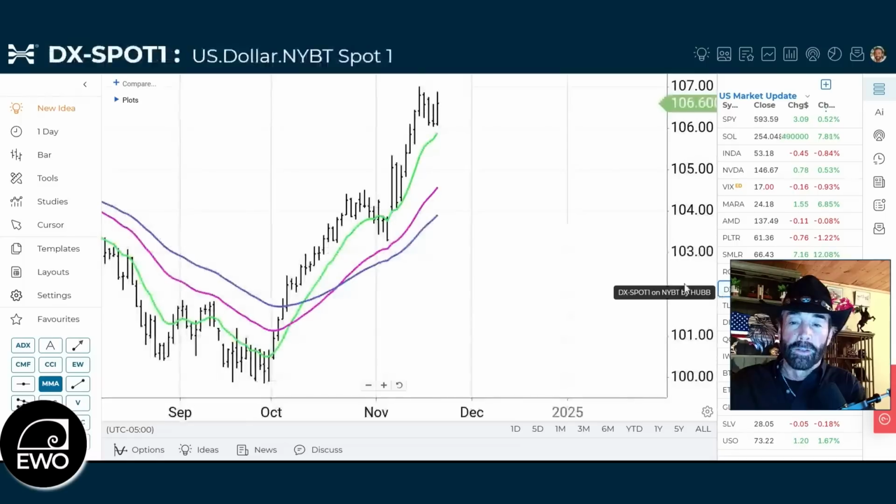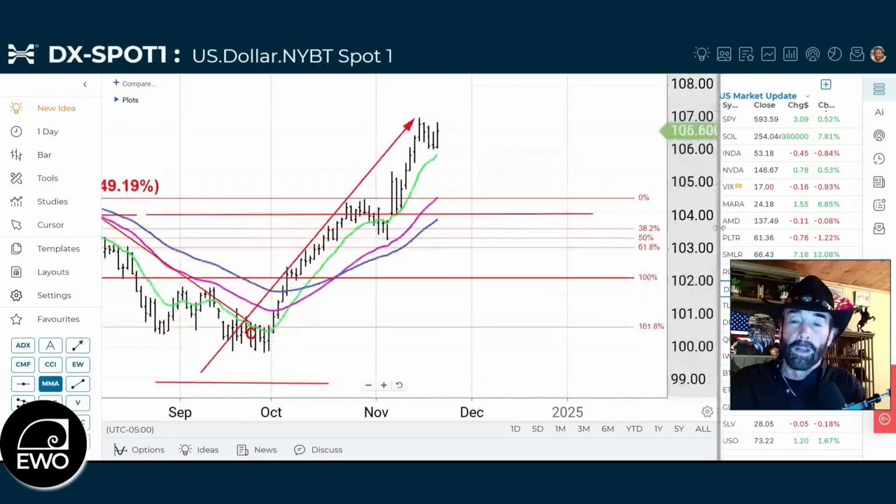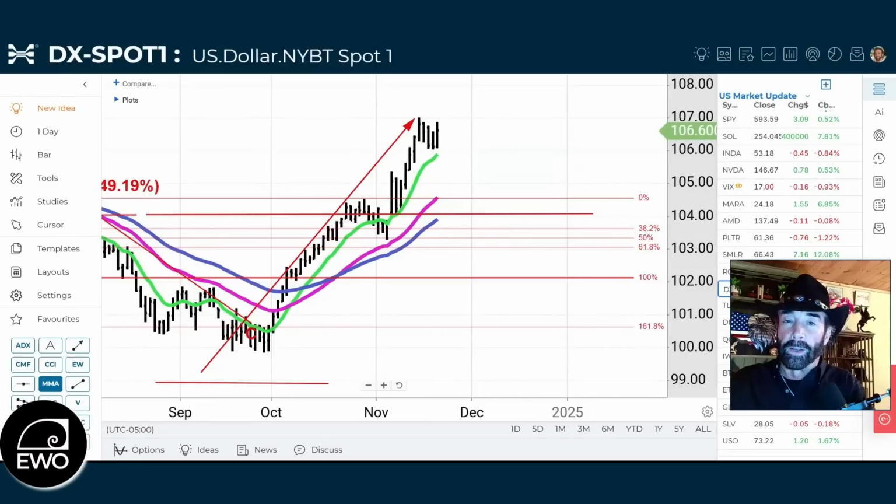Now looking at the dollar, as I mentioned, at least the dollar is consolidating a bit. As you know, I'm concerned about the fact that the dollar has run so far so fast. Also wondering if that is indicating, along with the bond market, some recessionary things.